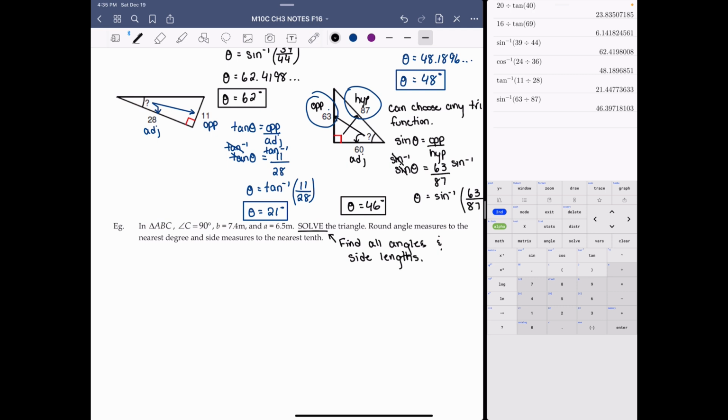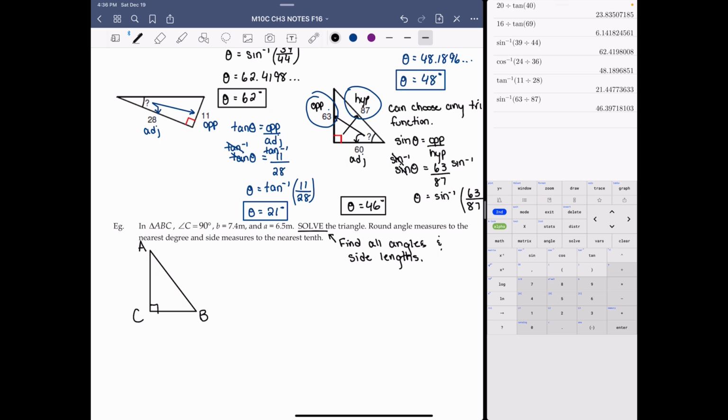Let's draw our triangle. We have a right triangle. The 90-degree angle is angle C. The other two letters are B and A. It doesn't matter which one goes where.